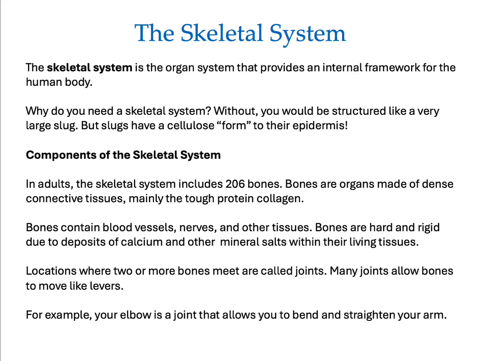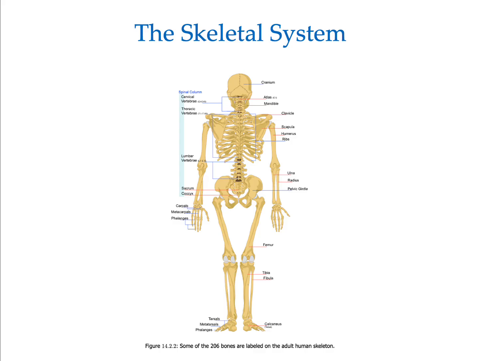Locations where two or more bones meet are called joints. Many joints allow bones to move like levers. For example, your elbow is a joint that allows you to bend and straighten your arm.